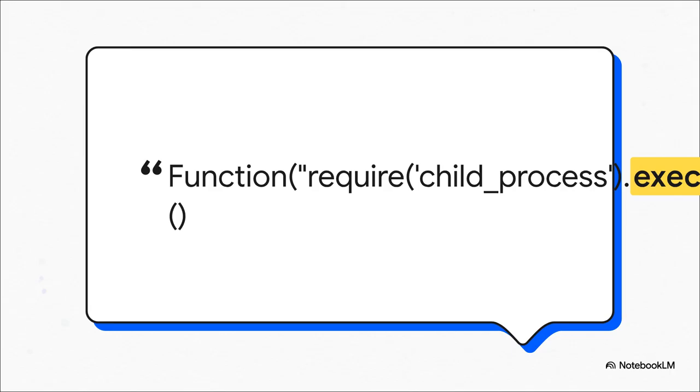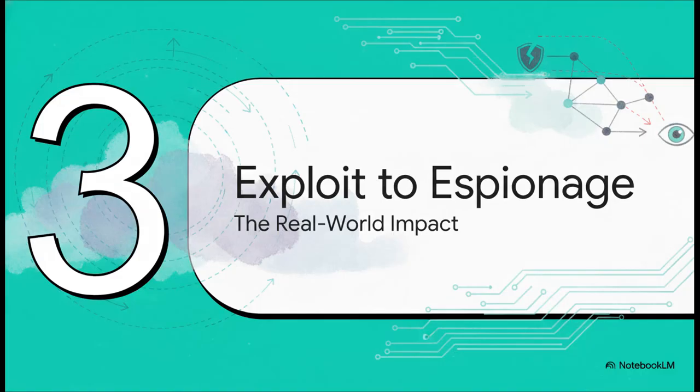In this case, the id command just checks who the attacker is on the system. It's like finding an unlocked door, and from that tiny first step, they can launch a much, much bigger invasion. Getting that initial foothold is really just the beginning. So now, let's zoom back out and look at the real-world impact. How are attackers actually using this vulnerability to go from a simple exploit to full-blown corporate espionage?